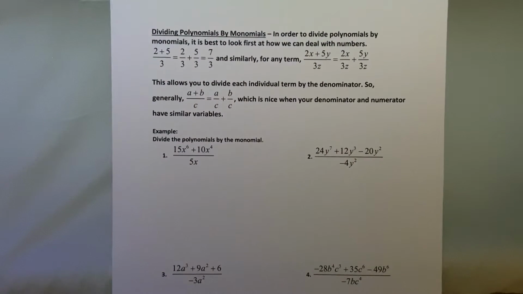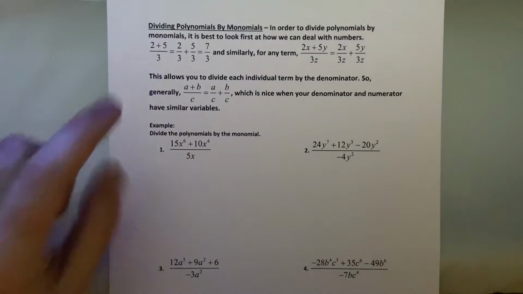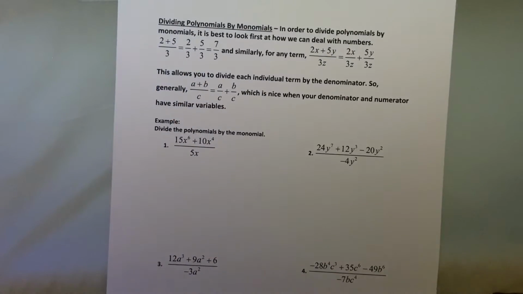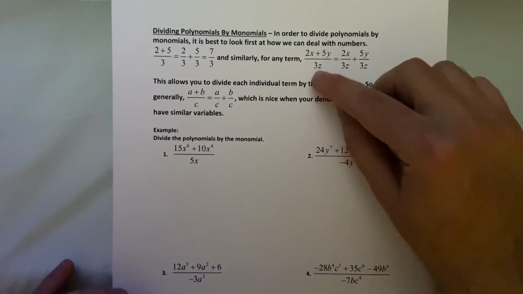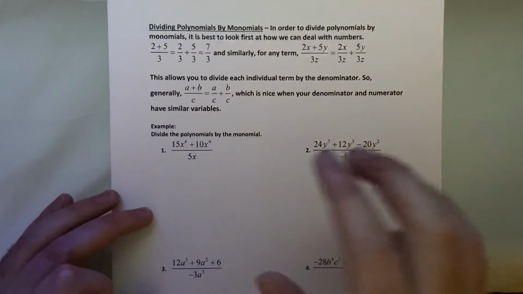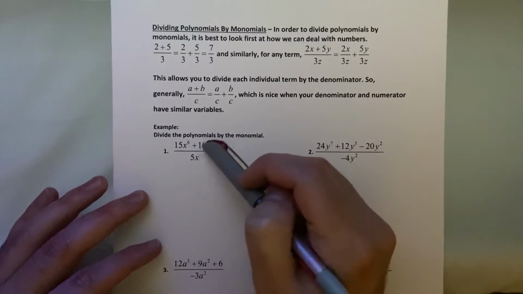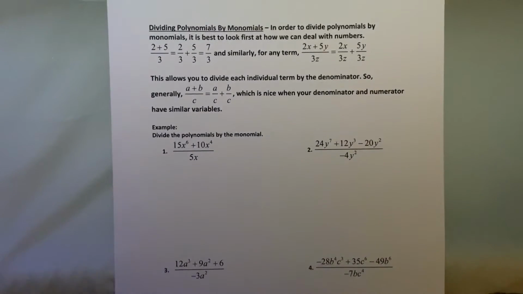Remember that numerators can be separated into separate fractions. So 2 plus 5 over 3 we know is just 7 over 3 if we add, but it can also be separated into 2 over 3 plus 5 over 3 to get that same 7 over 3. So we can do the same thing even when variables are involved. So generally speaking, you can separate every numerator term into its own fraction, and it's all over the denominator, because remember, everything's being divided by the denominator.